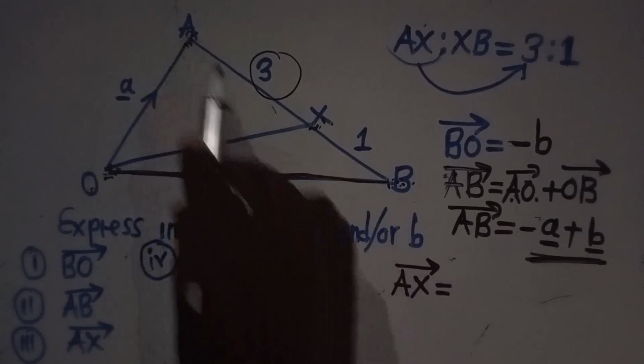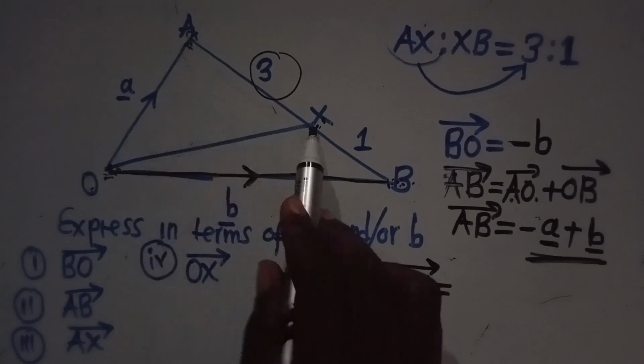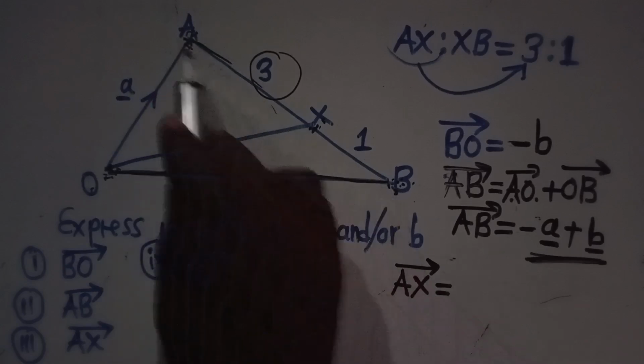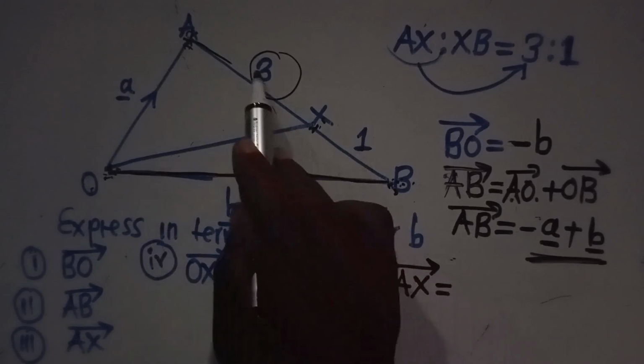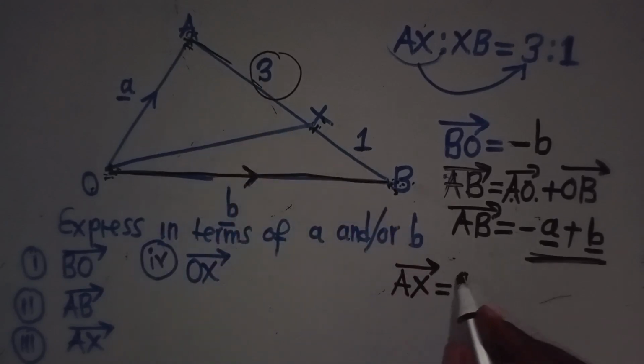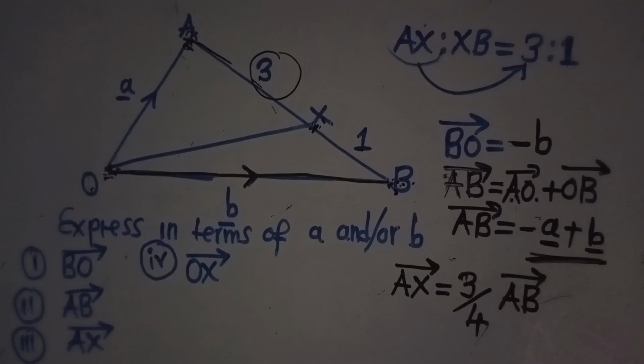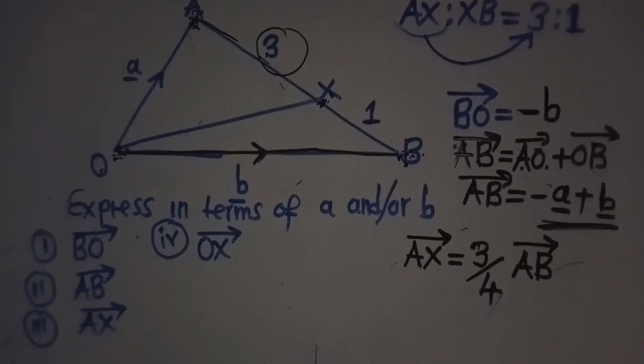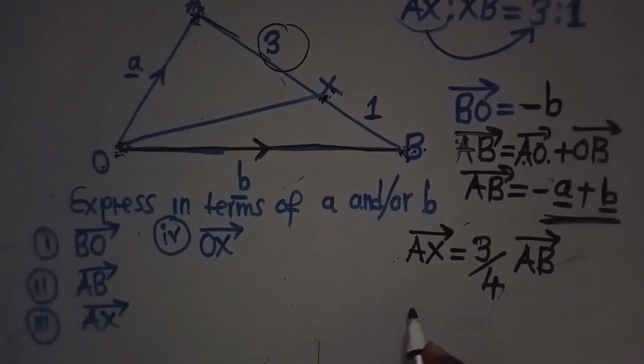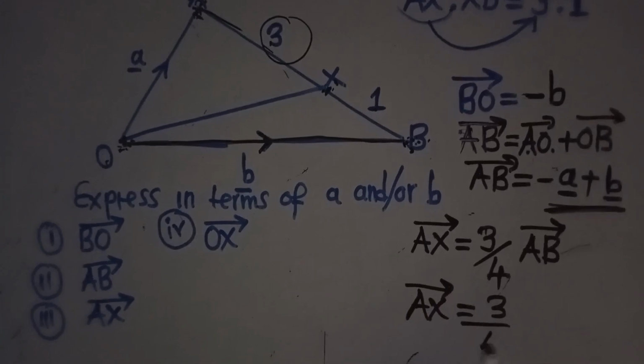So it's better you just go direct. You know that AX is along the line AB. Then the total line AB is 1 plus 3, that is 4. So AX is 3 of the total line, which is 4. Which line is that? AB. So vector AB. From there, AX is now equal to 3 over 4.